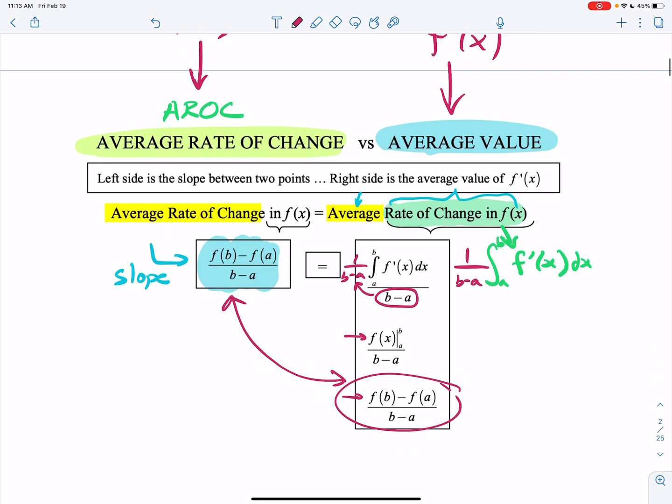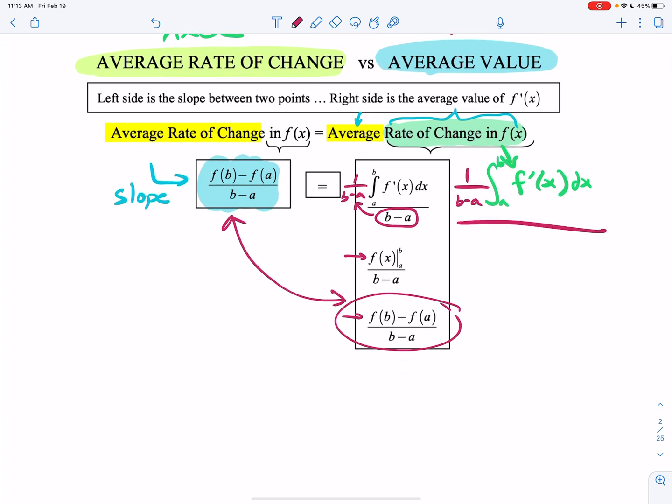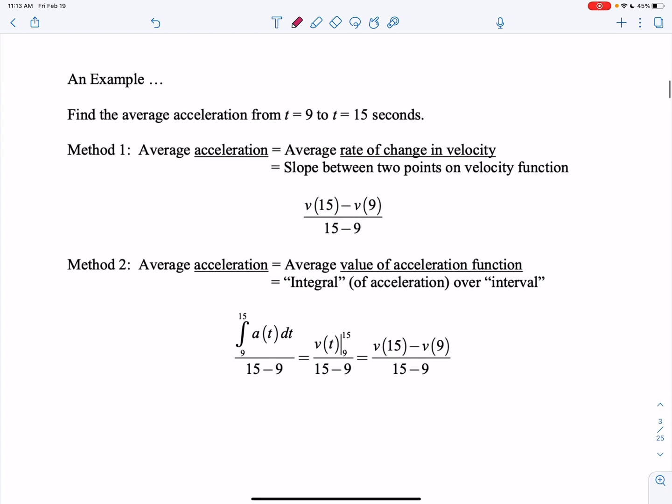Okay, so let me give you another scenario here. So first, in short, this is your average value. Okay, you integrate and you divide it by b minus a. All right, so here's some context, okay? If you wanted to find the average acceleration, that's the same thing, and you guys should write this down, okay? That's the same thing as finding the average of the derivative of velocity. So the average rate of change in velocity is really just v of 15 minus v of 9 over 15 minus 9. Right? y2 minus y1 over x2 minus x1. That's what you guys are used to.